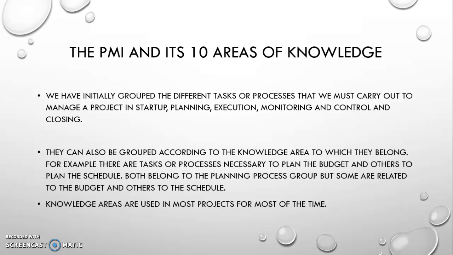For example, there are tasks or processes necessary to plan the schedule, the budget, and the orders. All of them belong to the planning process group, but some are related to the budget and others to the schedule.